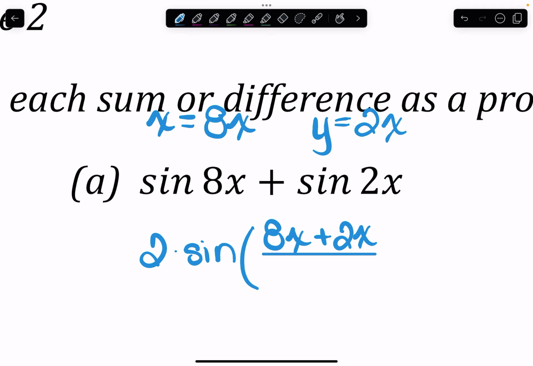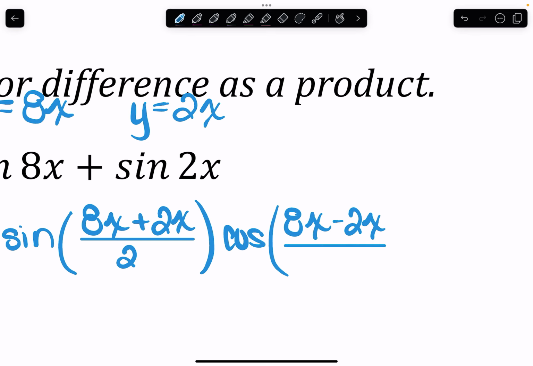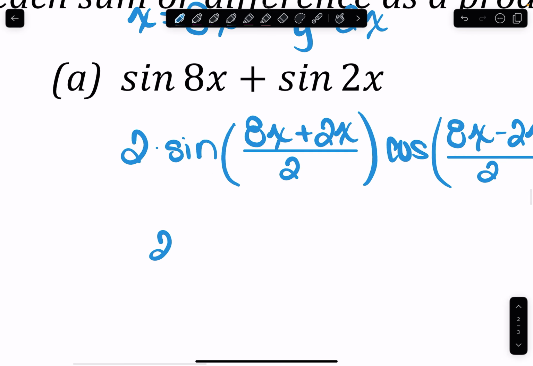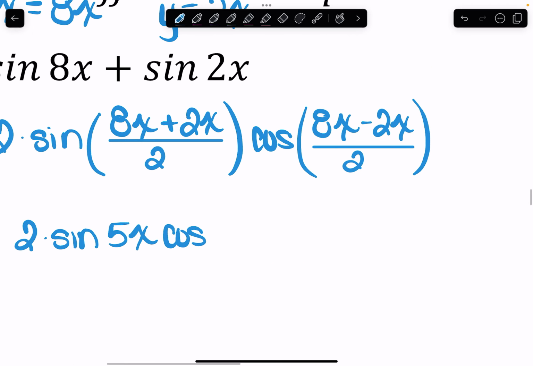Times cosine of the difference in the angles divided by 2. So 8x minus 2x all over 2. So that is 2 times sine of 8 and 2 is 10, 10 over 2 is 5, so 5x. Cosine of 8 minus 2 is 6, 6 over 2, 3x.